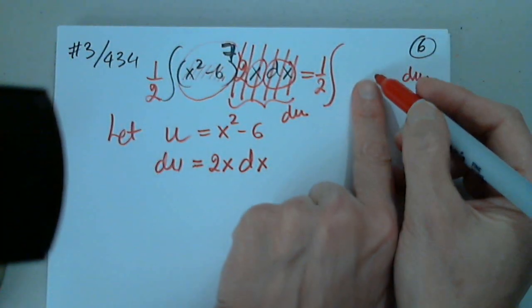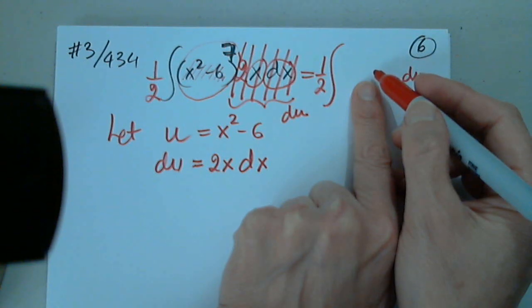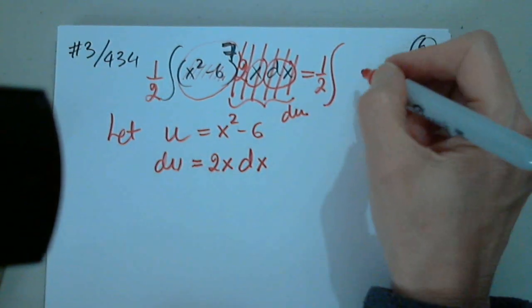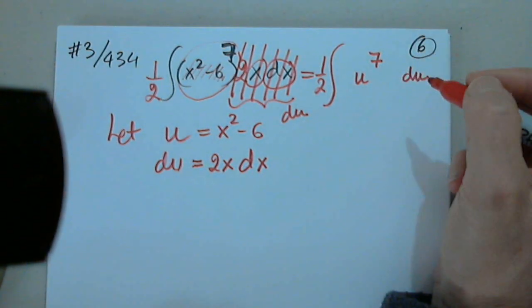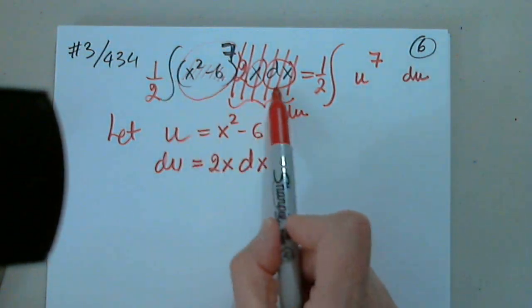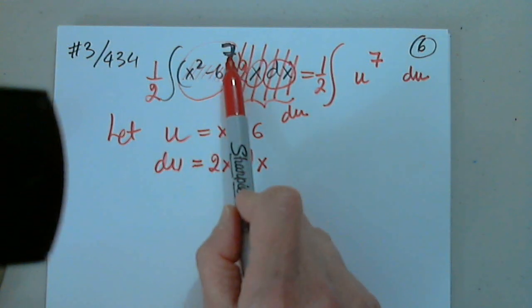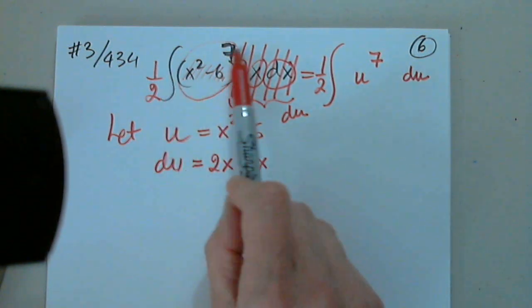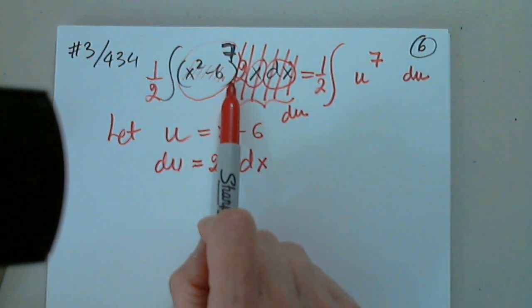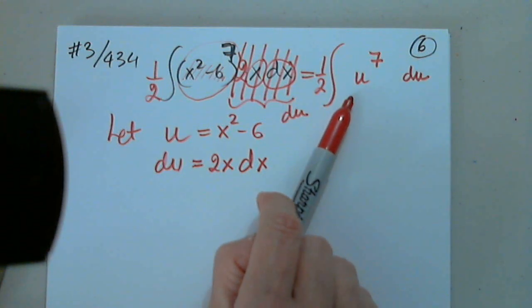And I'll put it here. Just u to the 7th. U to the 7th power. So I changed from an ugly integral with a binomial to the 7th power times x, huge, difficult to come up with, into this.